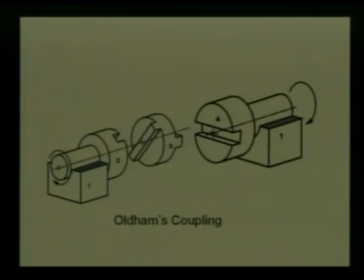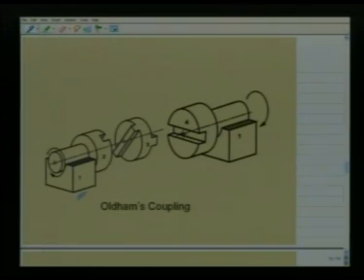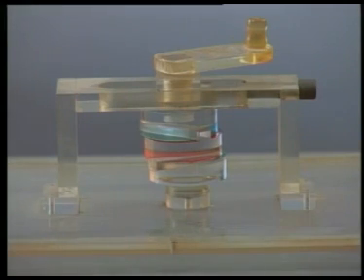As we see, there is a revolute pair between link 1 and link 2. Then there is a prismatic pair between link 2 and link 3, and another prismatic pair between link 3 and link 4, and the directions of these two prismatic pairs are at right angles to each other. Link 4 again has a revolute pair with the fixed link 1. Thus link 4, that is this shaft, and link 2, that is the other shaft, which are parallel, can be connected by such a coupling, and it will transmit uniform angular velocity ratio. I will now show this through a model.